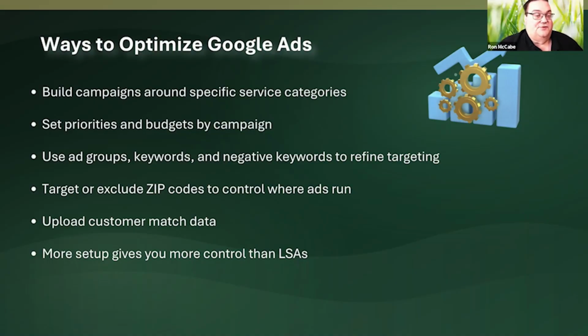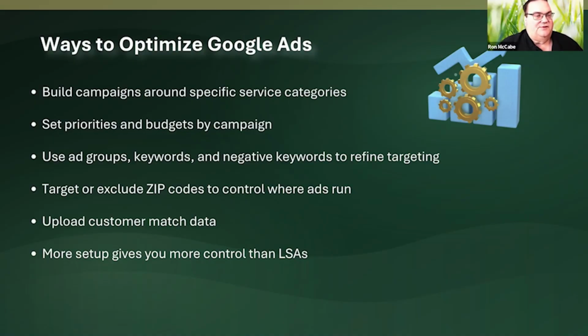If you're building it yourself, though, everybody focuses on keywords. I would say negative keywords are as important as, or probably more important than, the keywords to refine the targeting. And then we've talked about target and exclusion zip codes so we can control where things show. And then the new thing: a few years ago, we had all these privacy laws come in place.